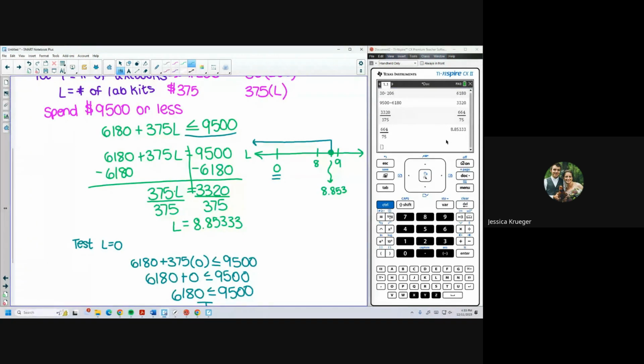However, there's a limiting factor I need to think about here. Does it make sense to buy -2 lab kits? Hopefully, you realize that that probably doesn't make sense. The fewest number of lab kits I could buy is 0. Okay. So it looks like my solution, if I could buy a partial lab kit, would be to buy 8.853 lab kits. That's the greatest number I can buy.